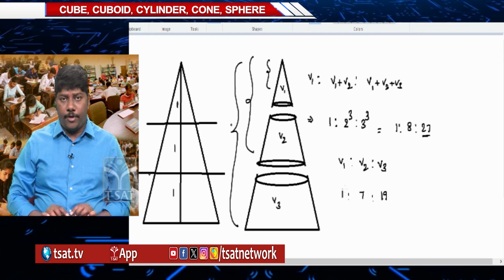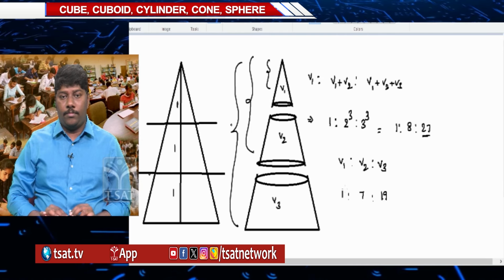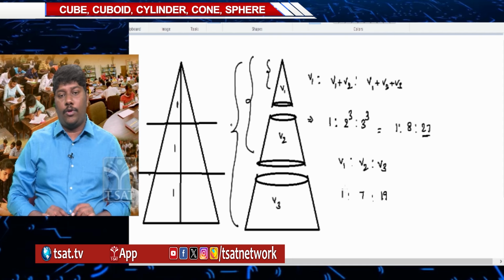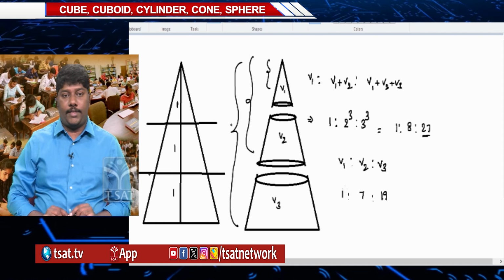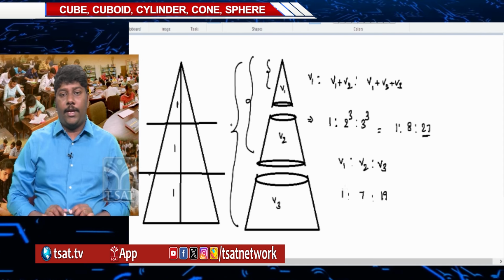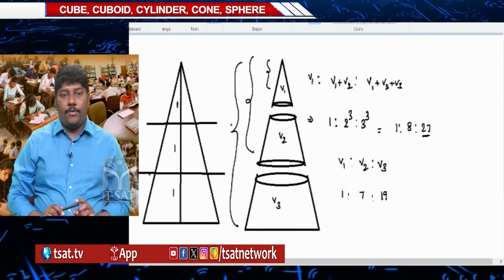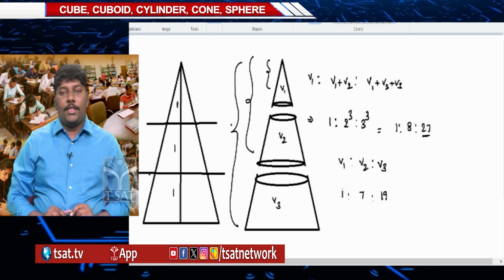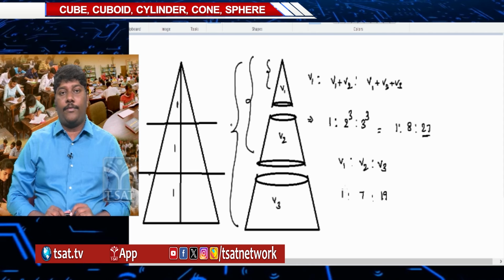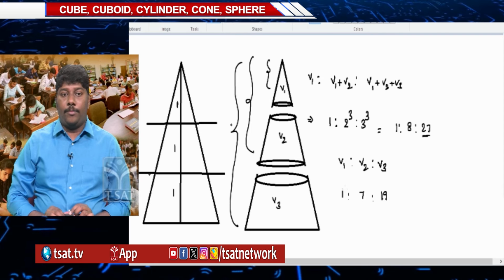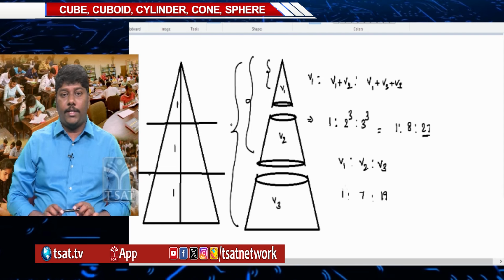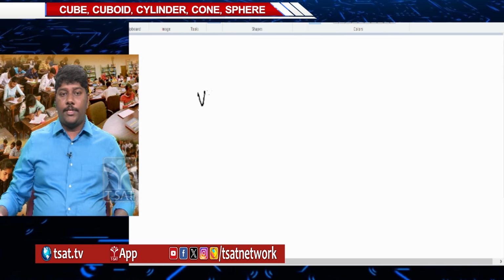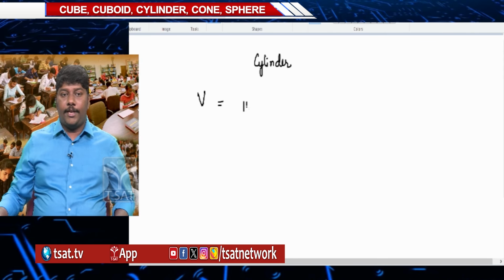V1 is a perfect cube, V1 plus V2 is also a cone, so its volume is a perfect cube. Now V1 plus V2 plus V3 is also a cone, it is 1 plus 7 plus 19, it is 27. So by looking at the values, you can get it from the options. V1 is a cone, V1 plus V2 is a cone, V1 plus V2 plus V3 is also a cone. Their volumes will be in the ratio 1:8:27 when you take one cone, second cone and the third cone. But V1, V2, V3 individually, their volumes are in the ratio 1:7:19.